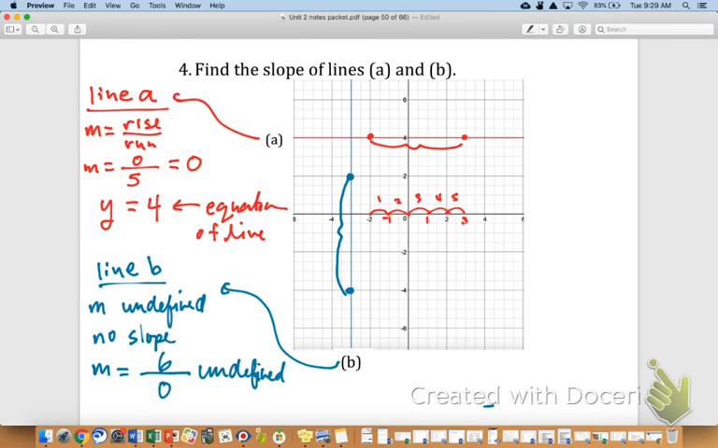How we doing? Good. Okay, we're going to continue with our theme. We're going to keep working on lines. So we're going to fast forward a little bit.